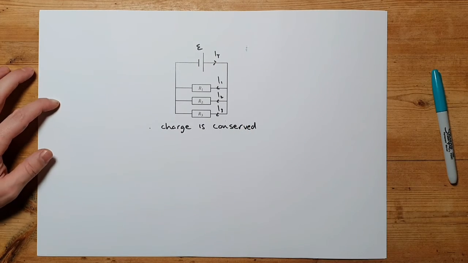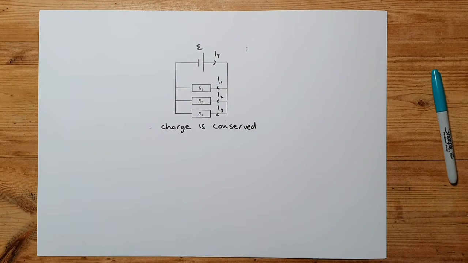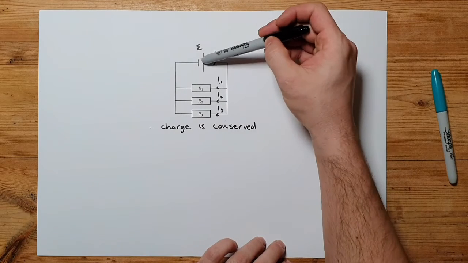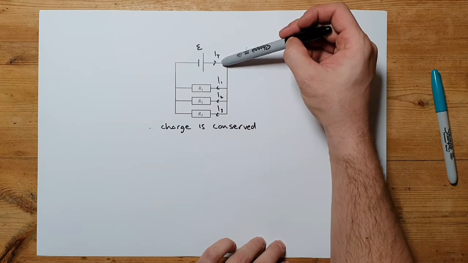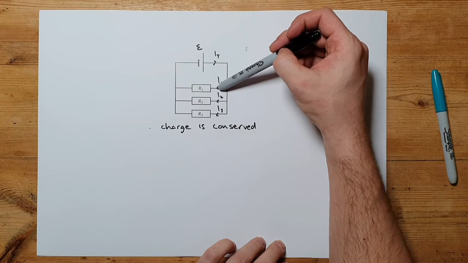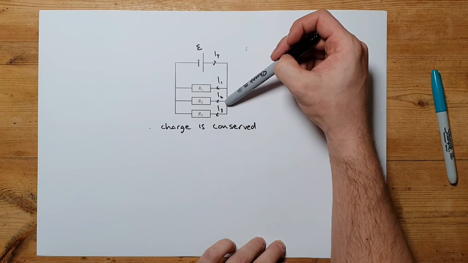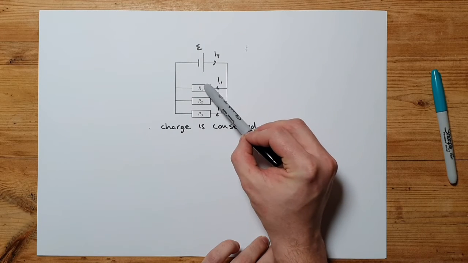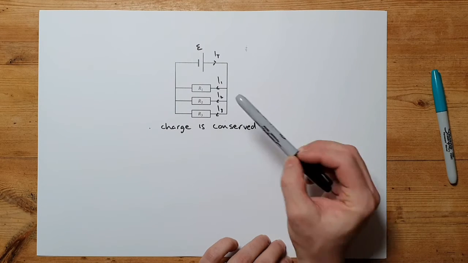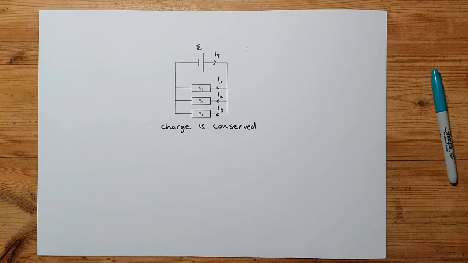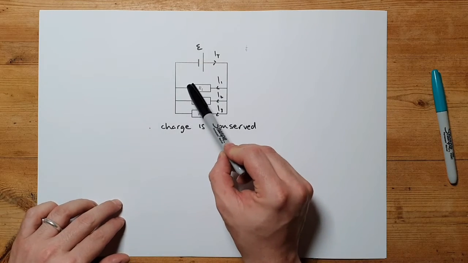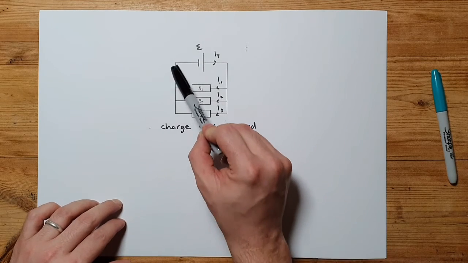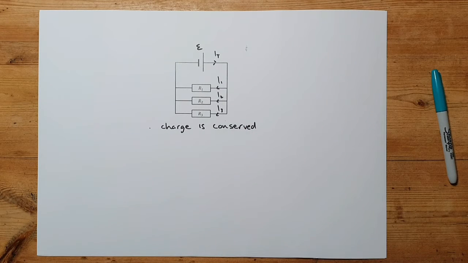So what does this mean in terms of this circuit here? Well, what it means is the charge that's flowing through the cell and coming through here will split at the junction but won't disappear. So in this case, some of the charge will flow this way and some of the charge will flow this way, but it doesn't disappear. And when we get to the other side of the junctions, they're going to meet back up and will be the total charge again.